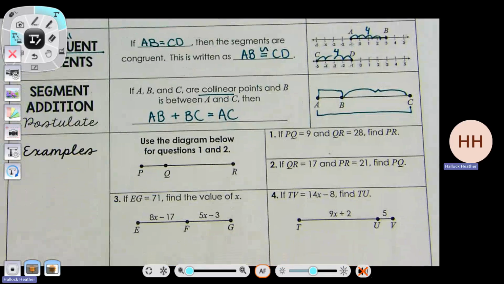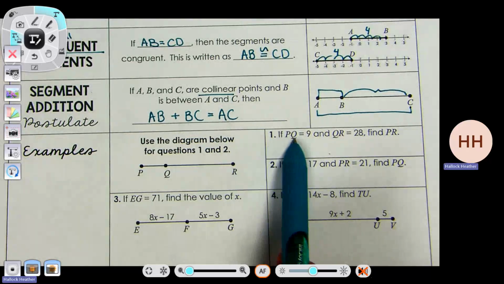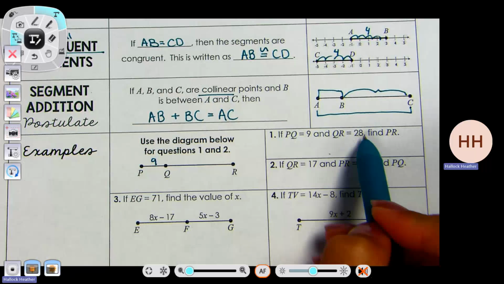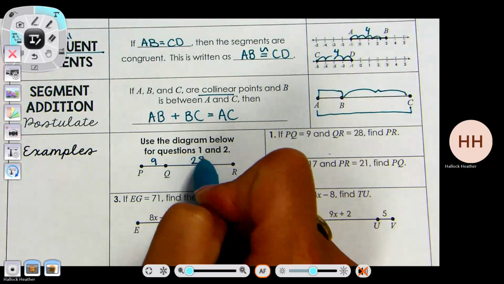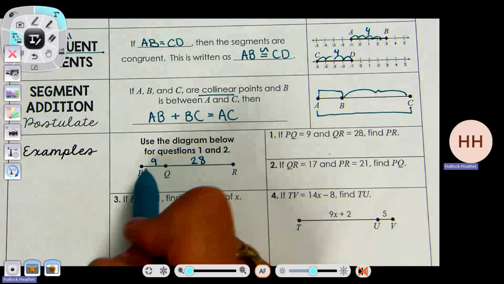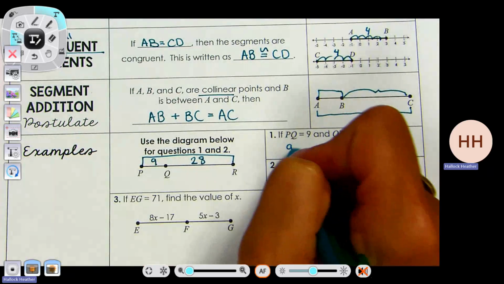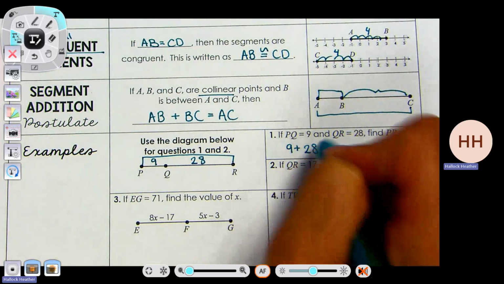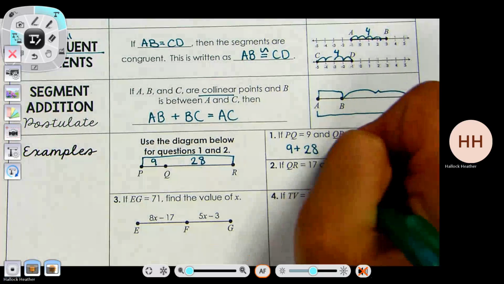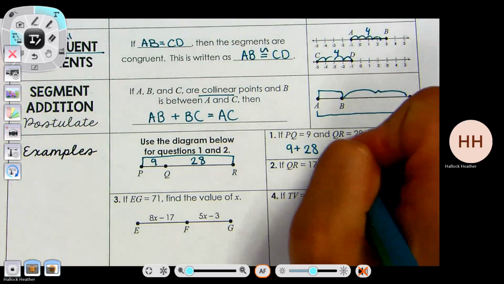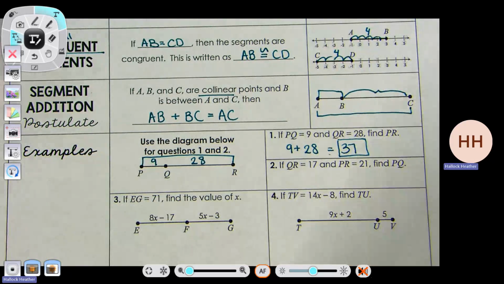So for number 1, it says if PQ is 9 and QR is 28, we need to find PR. So to find the whole distance together, all we do is add them together. So 9 plus 28 is 37. Using the same knowledge, I can do number 2.